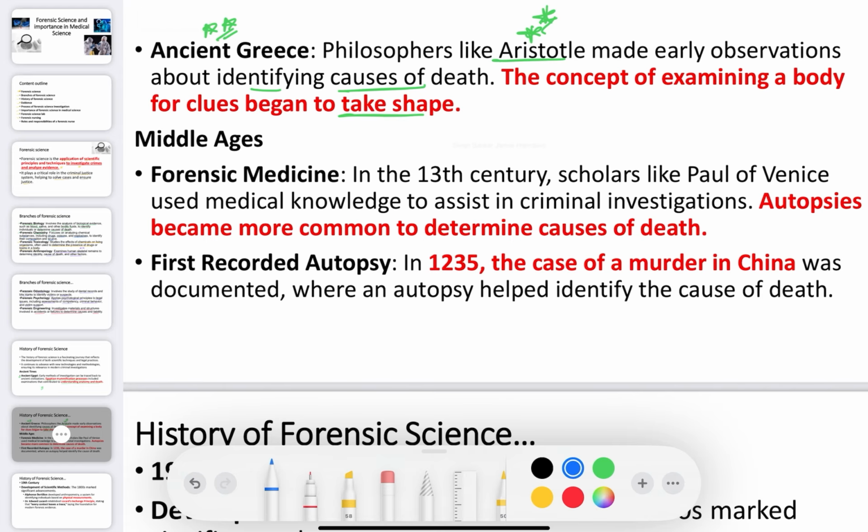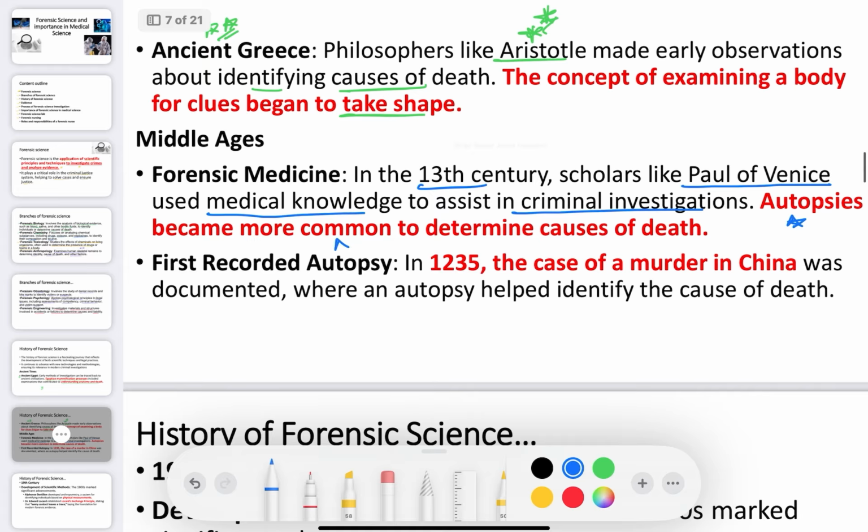Now in the Middle Ages, in the 13th century, people like Paul of Venice played a very important and critical role in using medical knowledge to assist in criminal investigation, and autopsies became more common. The first autopsy was in China in 1235. A case of murder in China was documented where an autopsy helped identify the cause of death. So it is a very important question.